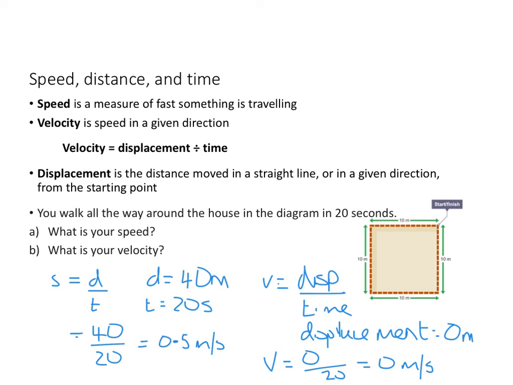It's very important that we recognize the difference between distance and displacement. Distance is how far you travel, displacement is how far you travel in a straight line or a given direction from the starting point. In this case, we've ended up back at the starting point, therefore we have a displacement of 0.